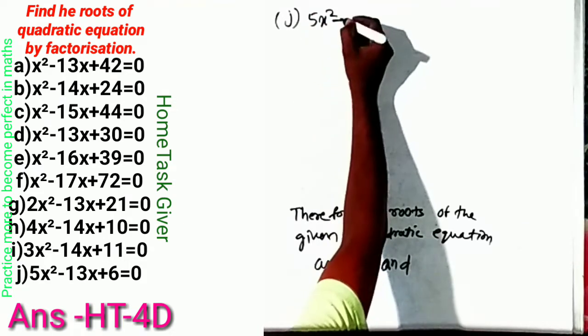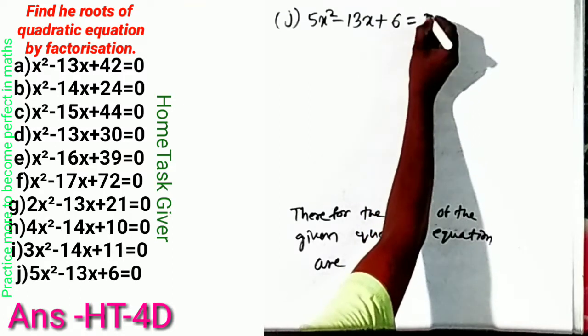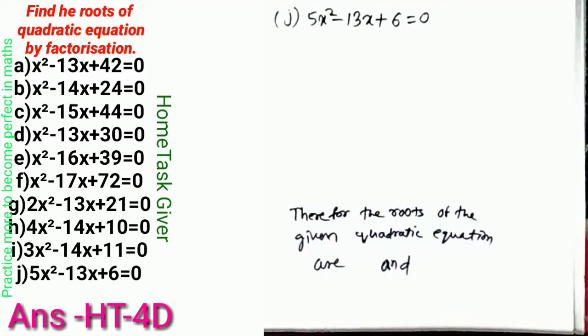5x square minus 13x plus 6 equal to 0. Here coefficient of x square is 5 and constant is 6. So 6 into 5, 30. Factorize it: 1 and 30, 2 and 15, 3 and 10, 5 and 6. We get the two terms 3 and 10, so that their product is 30 and sum is 13.